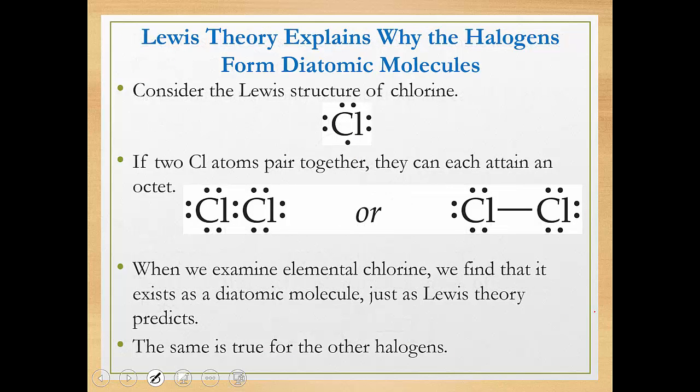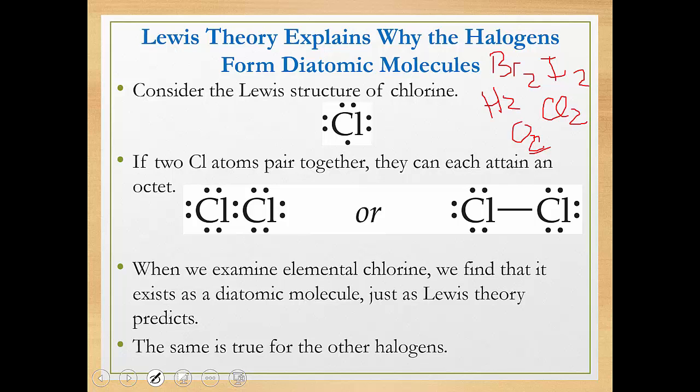So Lewis theory can help us explain why we have those diatomic molecules. Remember that the halogens, chlorine, bromine, iodine, form diatomic molecules. So when they exist in nature, it's Br2, I2, Cl2. We've also got H2 and O2. This helps explain why those exist in a diatomic form and not just as individual elements.